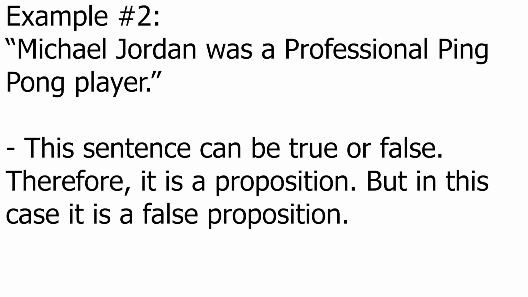Second example, Michael Jordan was a professional ping pong player. This sentence can be true or false. Therefore, it is a proposition. But in this case, it is a false proposition. Michael Jordan was obviously not a professional ping pong player, but a professional basketball player.